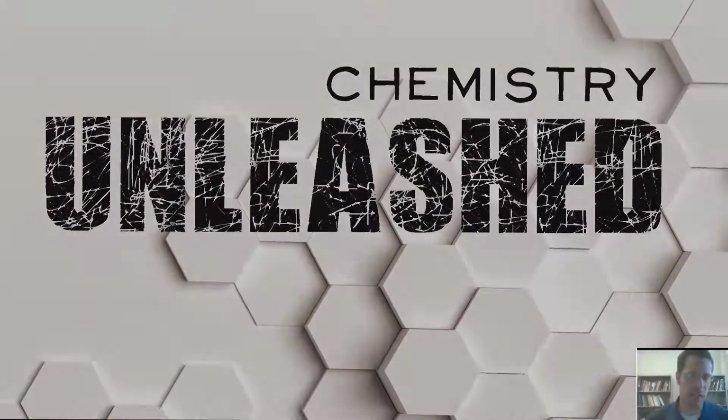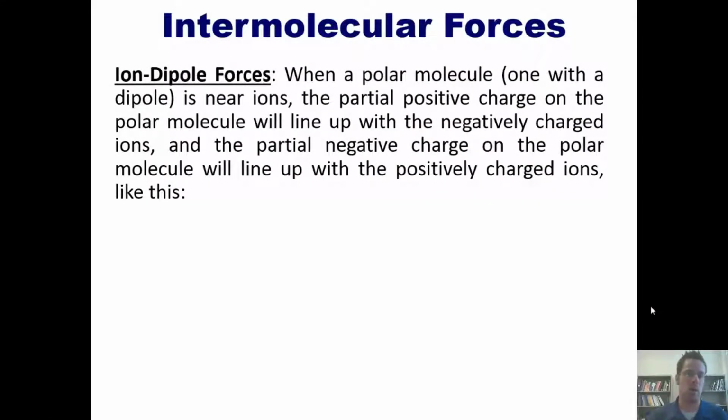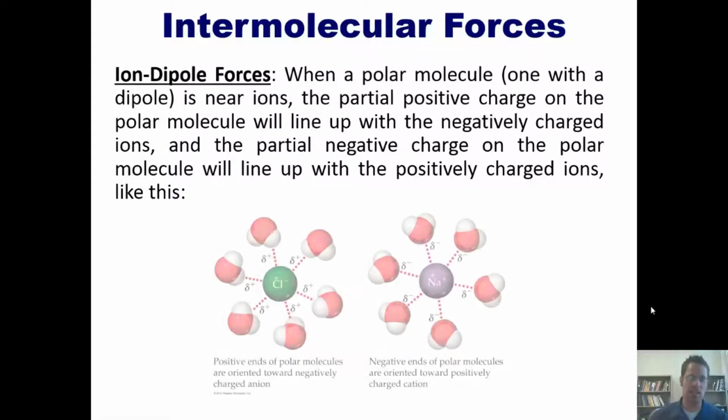Our next intermolecular force is called ion-dipole. When a polar molecule, that is one that has a dipole, is near ions, those are molecules that have ionic bonds, which are not the same thing as covalent, the partial positive charge on the polar molecule will line up with the completely negatively charged ions, and the partial negative charge in the polar molecule will line up with the completely positively charged ions, like this.